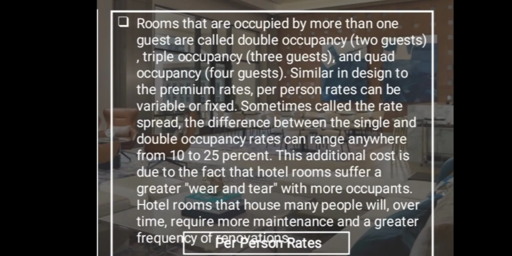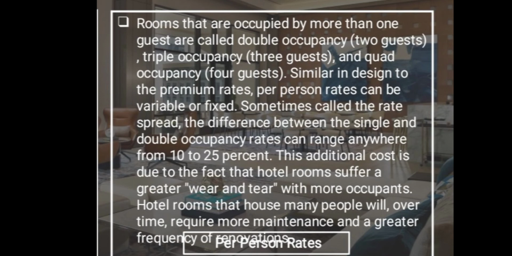Second one is per person rates. Rooms that are occupied by more than one guest are called double occupancy, or 2 guests, triple occupancy, or 3 guests, and quad occupancy, which is 4 guests. Similar in design to the premium rates, per person rates can be variable or fixed, sometimes called the rate spread.